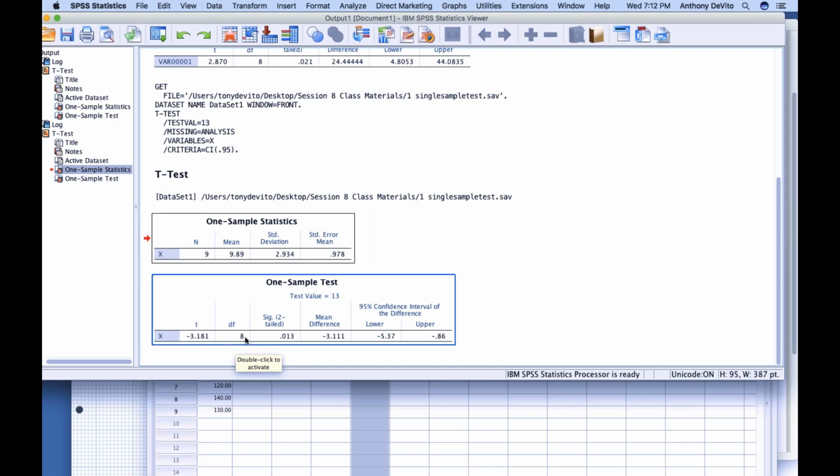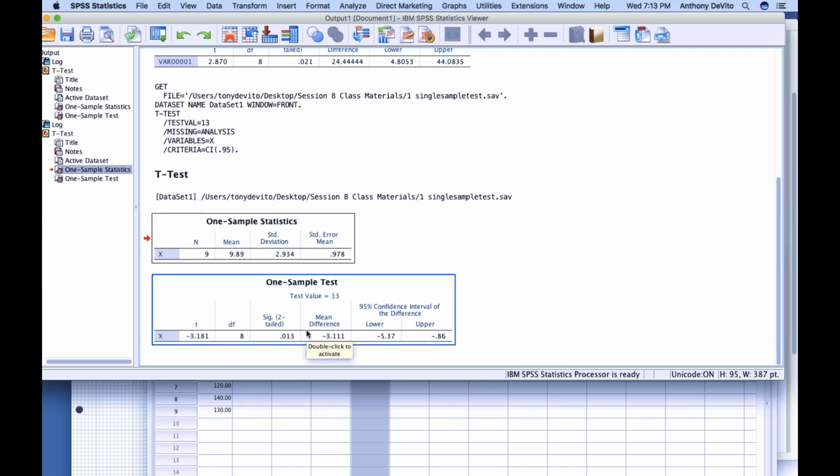SPSS takes this a bit further and actually calculates a probability of being wrong if I reject my null hypothesis. And what is that probability? It's 0.013. It's about 1%, a little bit more than a 1% chance of being wrong if I reject my null hypothesis. Well, since this is less than my acceptable level of error, which is alpha equal to 0.05, that also tells me I can reject my null hypothesis.